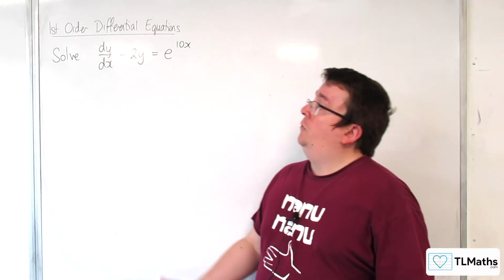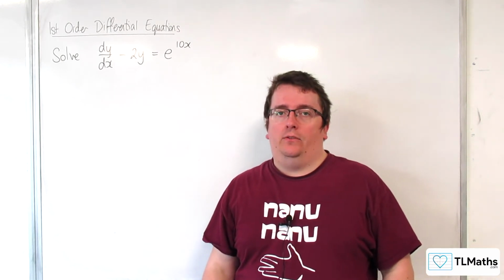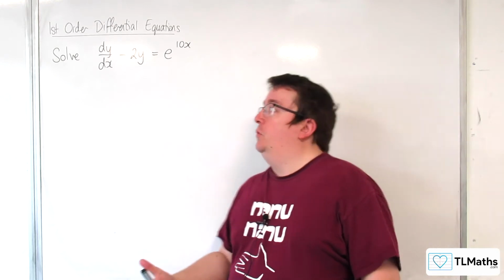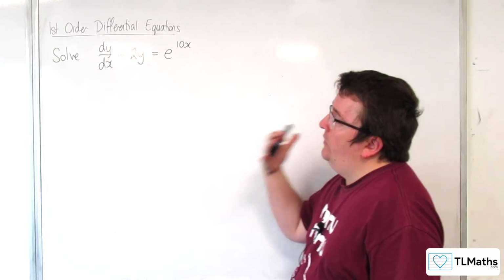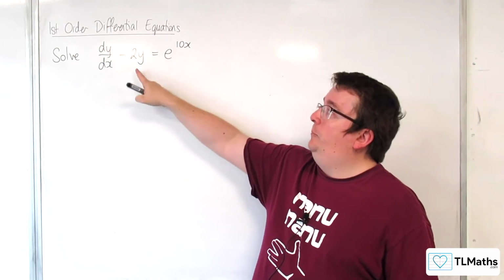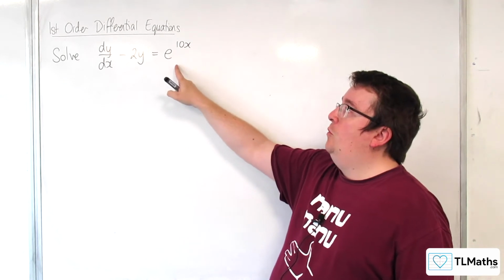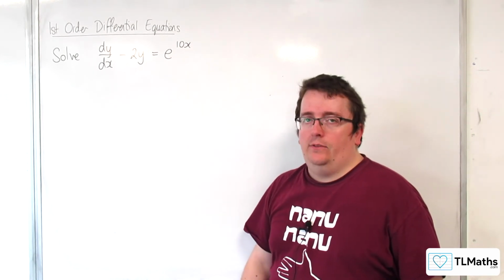In this video, we're going to solve dy by dx, take away 2y, is equal to e to the 10x. So, first of all, identify that it is in the standard form. So we have dy by dx plus p times y, where p is minus 2, is equal to q, where q is equal to e to the 10x.